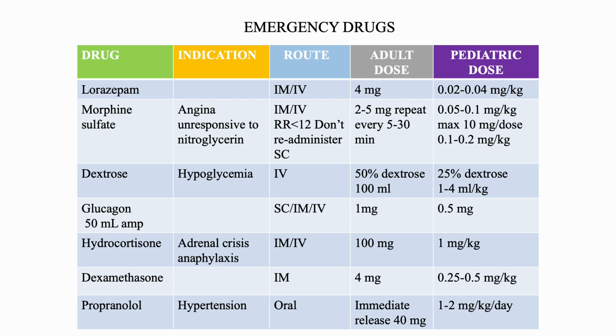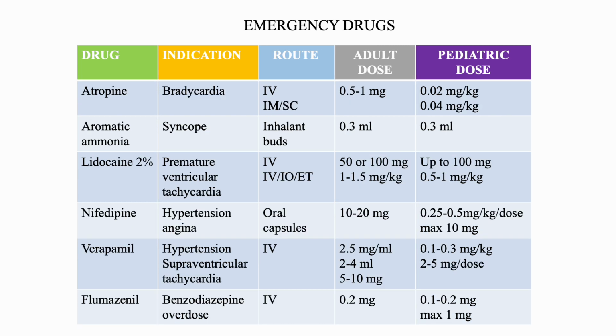Hydrocortisone for adrenal crisis or anaphylaxis, dexamethasone as well. Propranolol indicated for cases of hypertension. Atropine for bradycardia. Aromatic ammonia for syncope, this is inhalant. Nifedipine can be given for hypertensive patients or angina. Verapamil can be given for hypertension and supraventricular tachycardia cases.